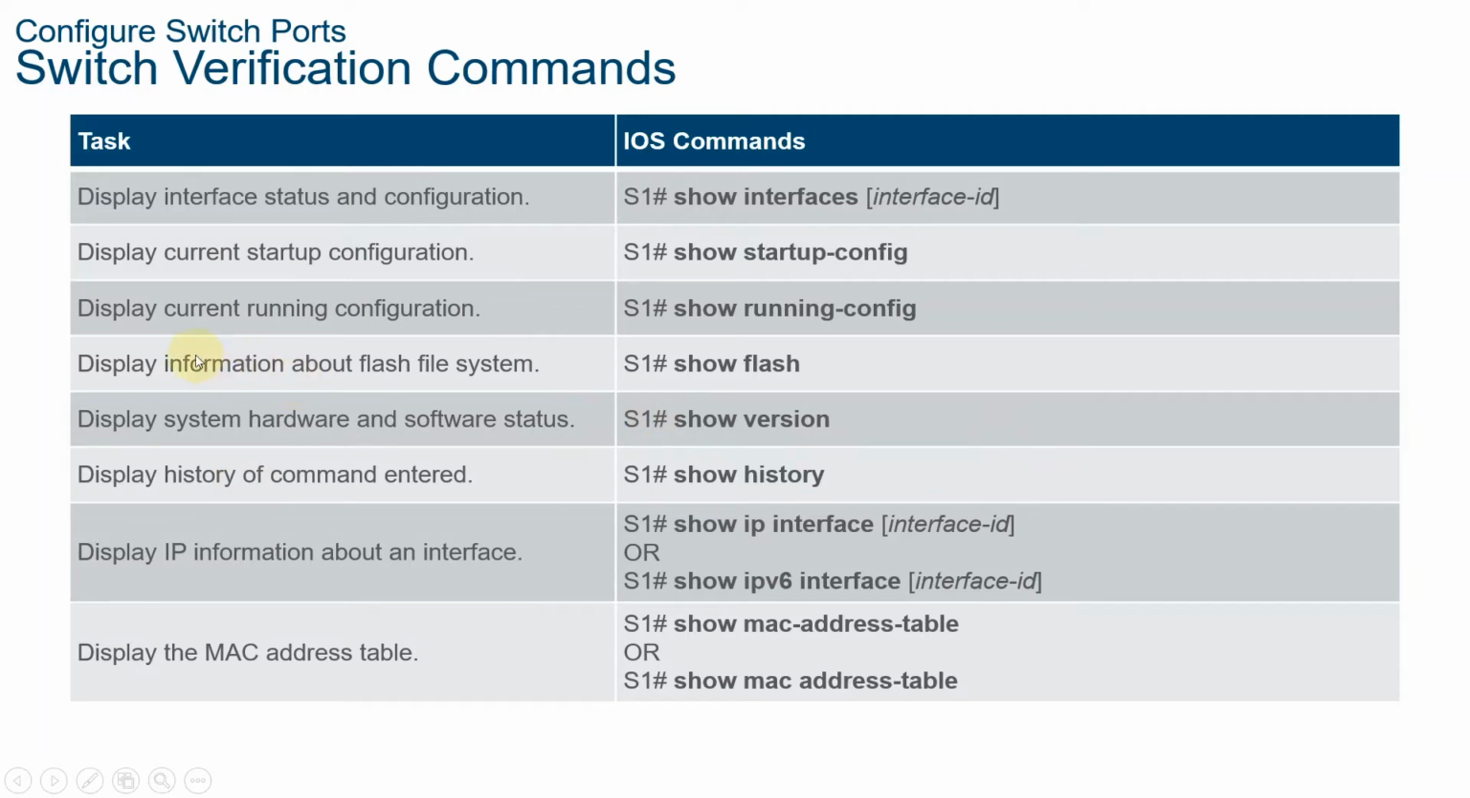Now this table summarizes some of the more useful switch verification commands. So you could have show ip interface brief, show interfaces, show startup-config, show running-config, show flash, and show version if you want to display the hardware and software status. Show history, and to display IP information about the interface, show ip interface, or if you're using IPv6, show ipv6 interface. Or you could have show mac address-table to display the MAC address table.